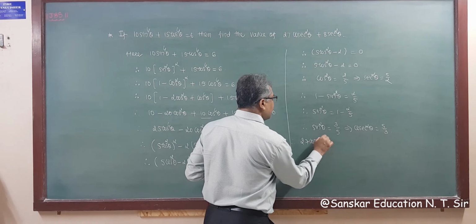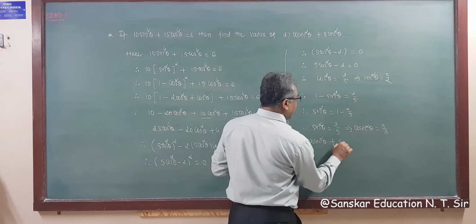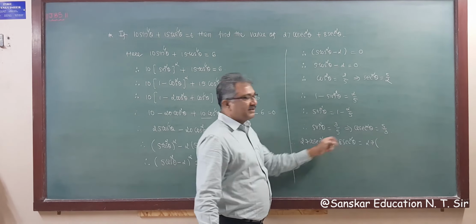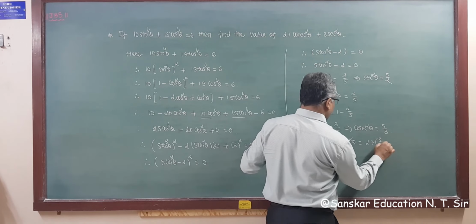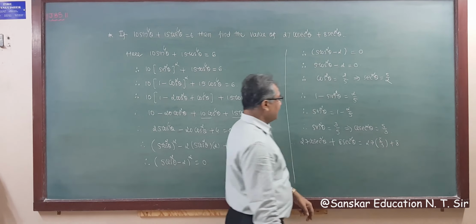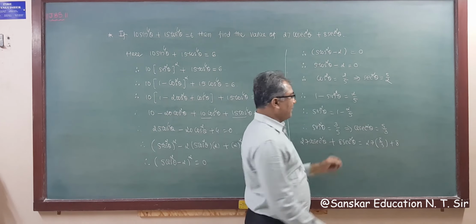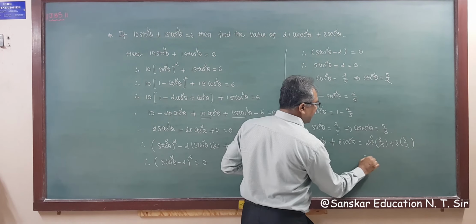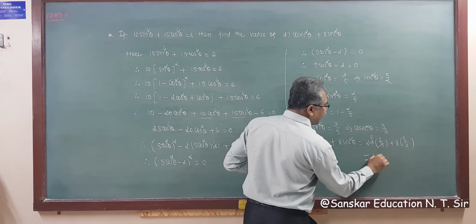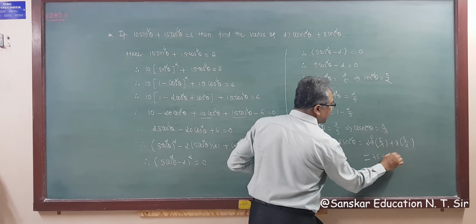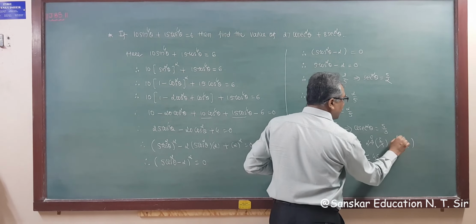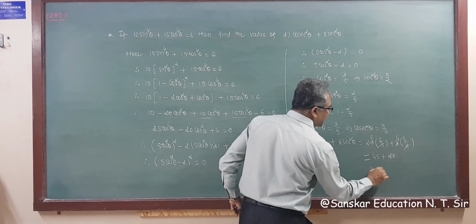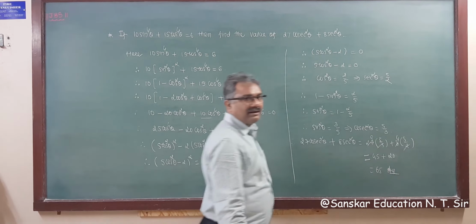So 27 cosec square theta plus 8 sec square theta is equal to 27 times cosec square theta, which is 5 by 3, plus 8 times sec square theta, which is 5 by 2. So 9 times 3 is 27, so 9 into 5 is 45, and 8 divided by 2 is 4, and 4 into 5 is 20. So the answer will be 65. So this is your final answer. Got it?